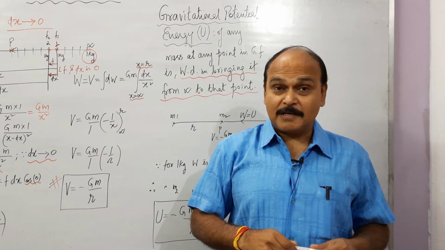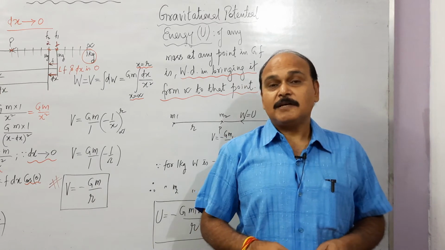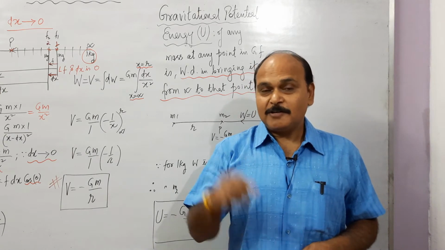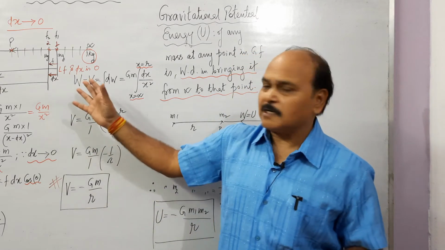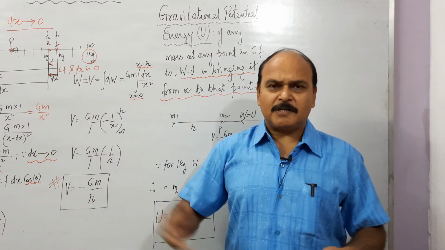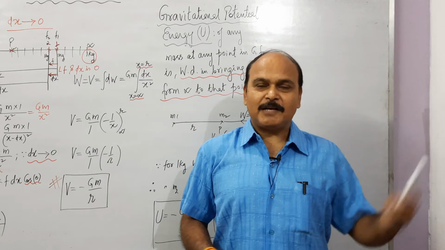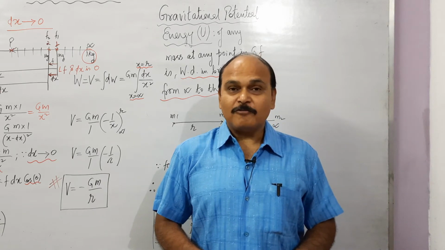So children, remember, gravitational potential energy of any mass is work done in bringing that mass from infinity to a given point in the gravitational field. Gravitational potential at any point is also potential energy of 1 kilogram mass. Gravitational potential at any point in gravitational field is what? Gravitational potential energy of 1 kilogram mass.